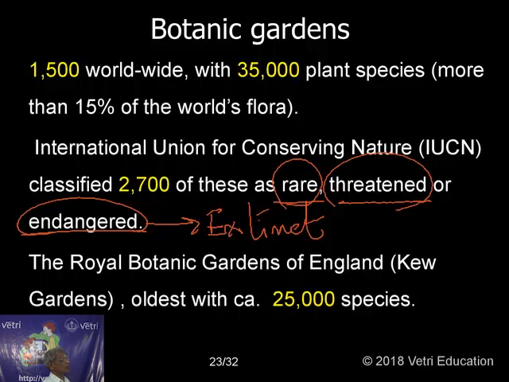The Royal Botanic Gardens of England, Kew Gardens, is the oldest in the world, and it contains nearly 25,000 species.